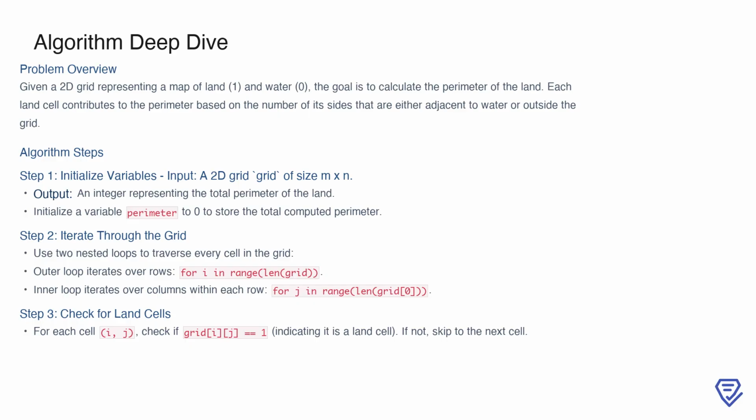The algorithm starts by initializing a variable, perimeter, to 0. This variable will be used to accumulate the total perimeter as we process each land cell. We then use 2 nested loops. The outer loop iterates through each row, while the inner loop iterates through each column within those rows. This structure ensures that every single cell in the grid is visited exactly once. As we traverse the grid, we check if the current cell is a land cell by verifying if its value is 1. If not, we simply skip that cell and move to the next one. This setup allows us to focus only on the land cells, which are the ones contributing to the perimeter.